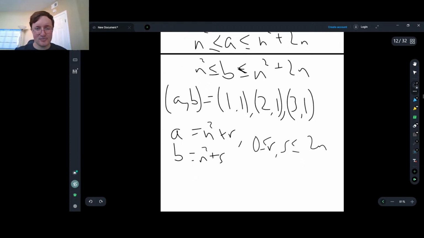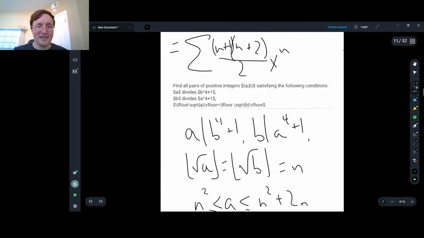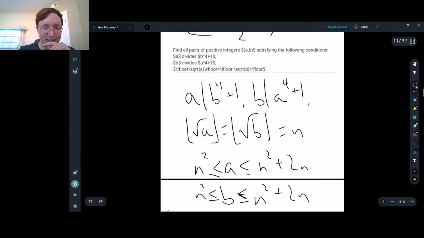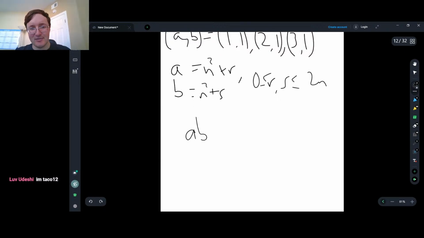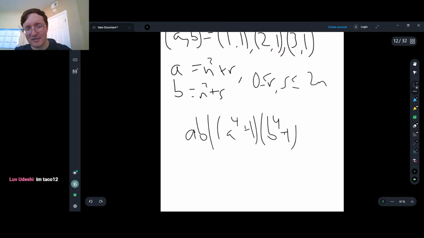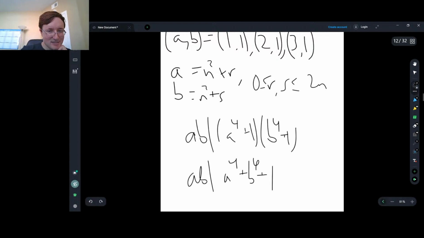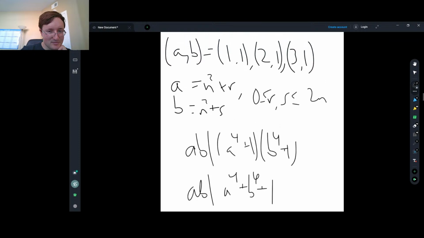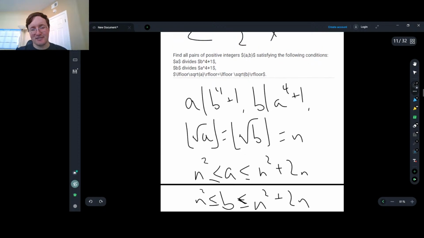Okay. I mean, okay. AB divides A to the 4th plus 1, B to the 4th plus 1. So AB divides A to the 4th plus B to the 4th plus 1. I don't know if that's helpful at all.